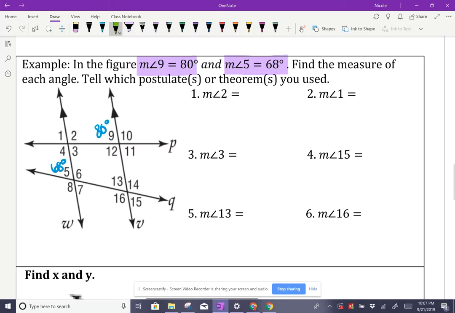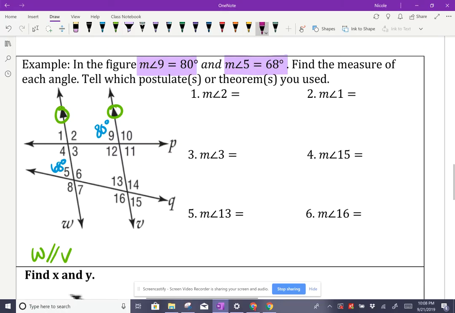It's very important to note which lines are considered parallel. So we've got these markings here at the top, so that tells me W is parallel to V, but we are missing those markings on P and Q. So we cannot make any sort of assumption that P and Q are parallel and therefore have the same relationships that lines W and V will have.